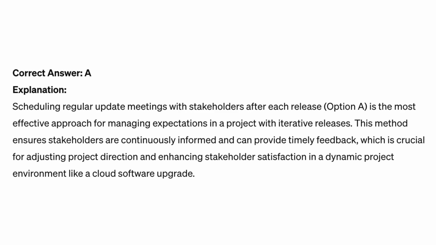Correct answer A. Explanation: scheduling regular update meetings with stakeholders after each release, option A, is the most effective approach for managing expectations in a project with iterative releases. This method ensures stakeholders are continuously informed and can provide timely feedback, which is crucial for adjusting project direction and enhancing stakeholder satisfaction in a dynamic project environment like a cloud software upgrade.